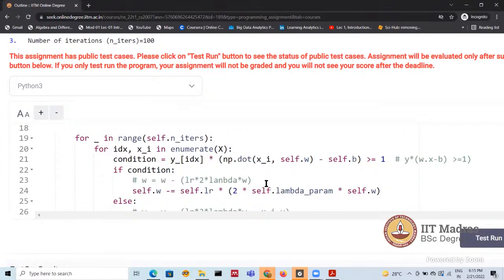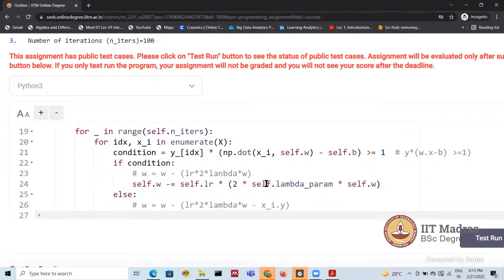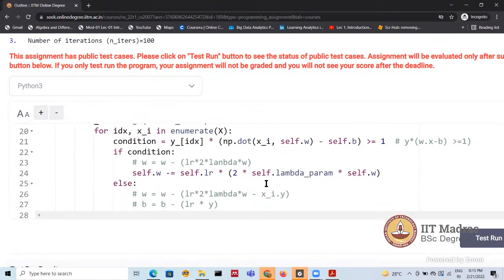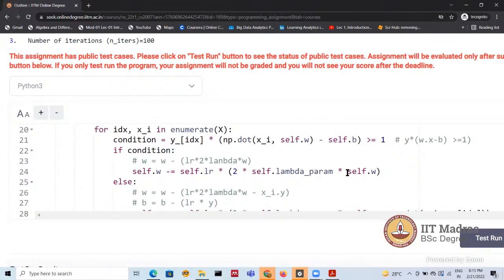And the condition is as follows. As you remember from our SVM, y into w dot x minus b should be greater than or equal to 1. That is what is implemented here. You take the dot product with respect to the whole data and then consider this condition. This condition is derived from the gradient of the loss function. I think sir explained it in the class, right? From there, you are taking this condition.